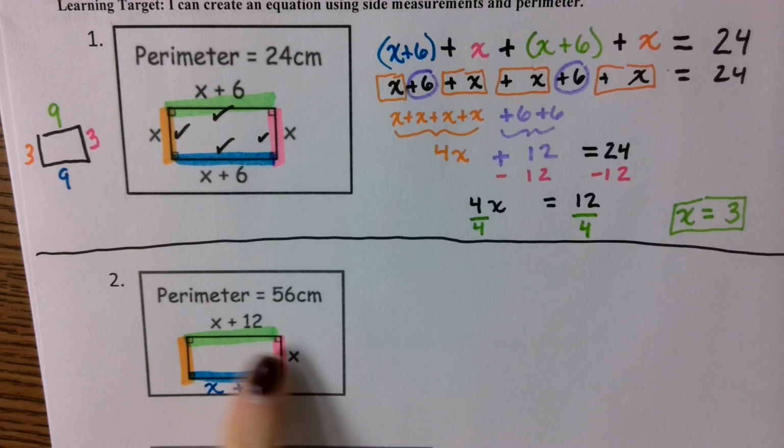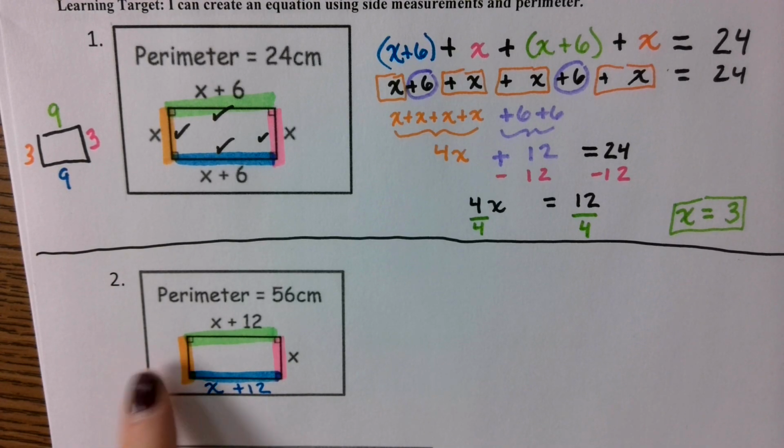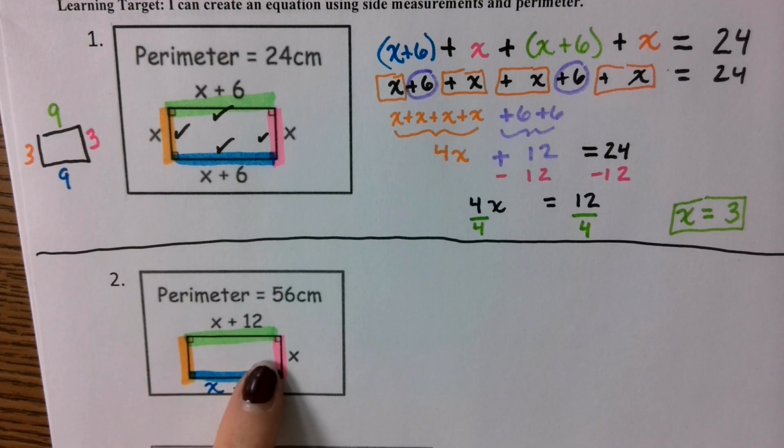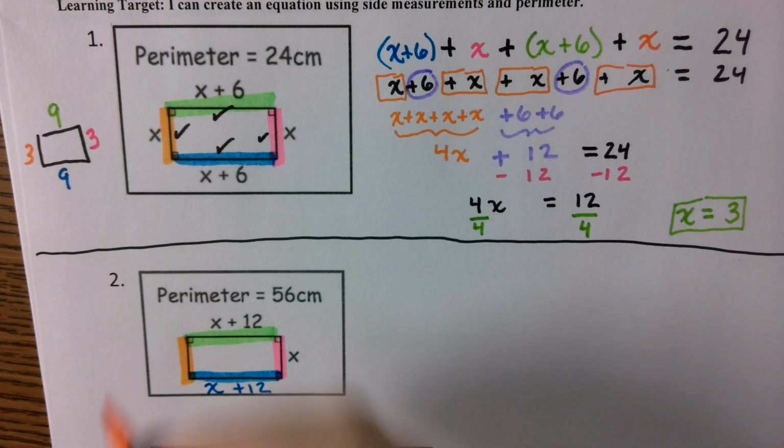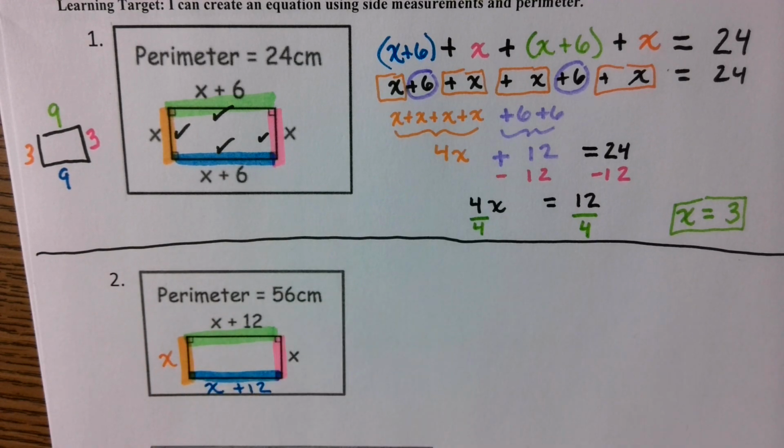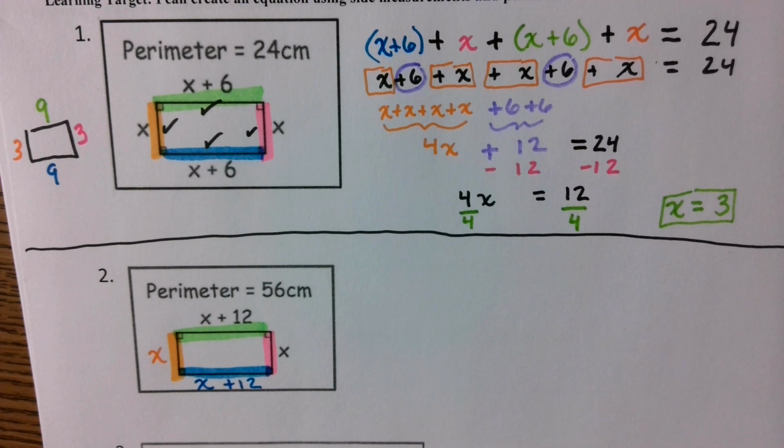And then just like Damien said, he says the orange side, the left side, also needs to be an x because the left and right sides are equal to each other. They are identical to each other. So we're going to put an x over here. Okay, so now I can go ahead and set up my equation.